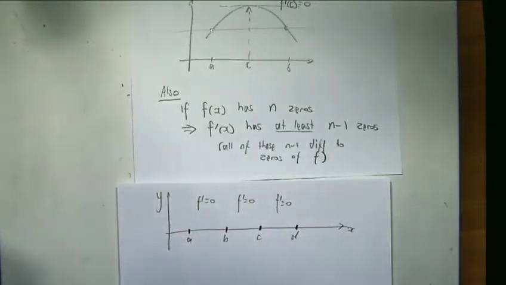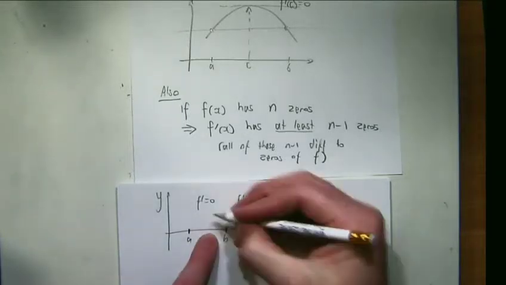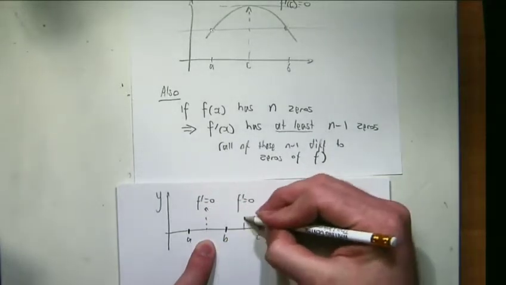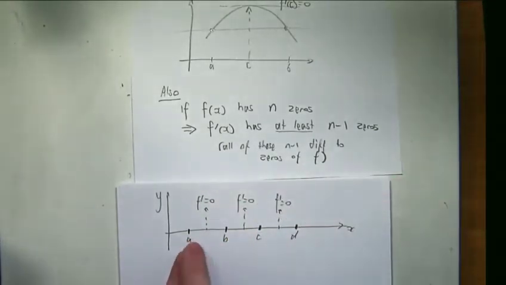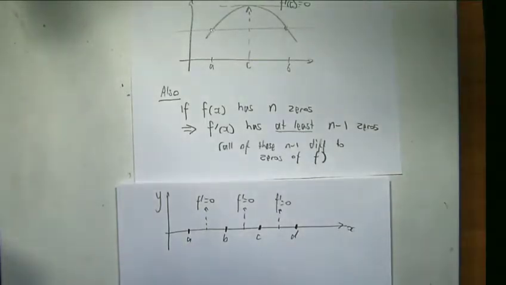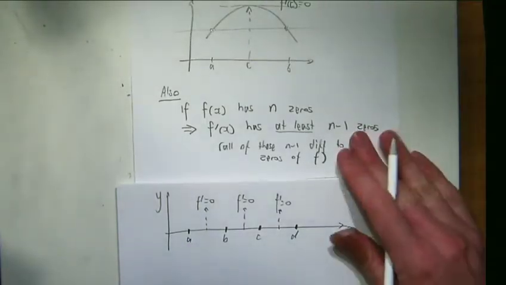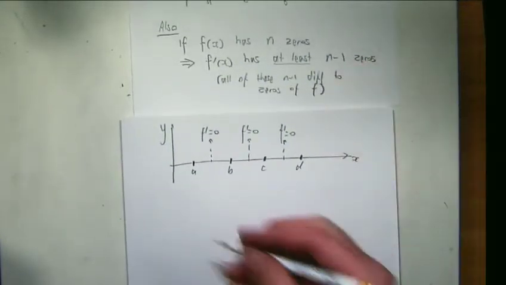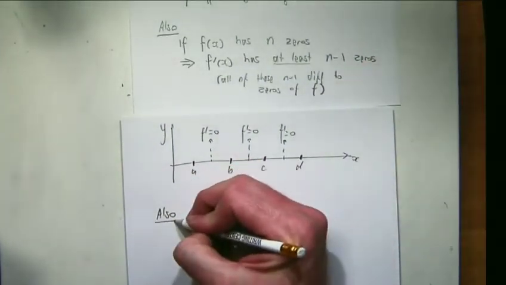So that's why it's at least. And you also know that the places where the derivative is 0 are definitely between the zeros of f. So you do know that all of the n minus 1 places where the derivative is 0 have to be different from all of the n places where y is 0. This place where the derivative is 0 can't be equal to a or b because Rolle's theorem says that it's strictly between those two endpoints. Okay, so that's one version. But also you can do it backwards.